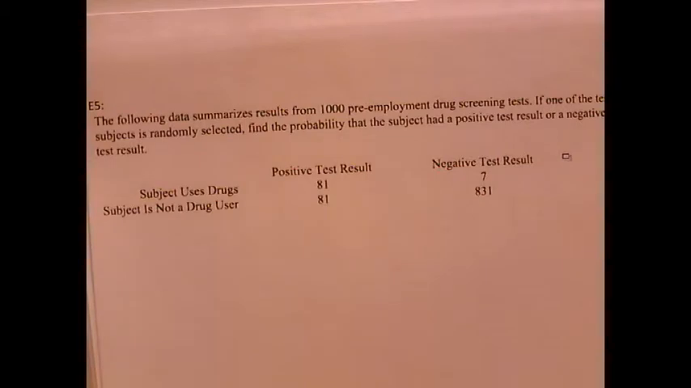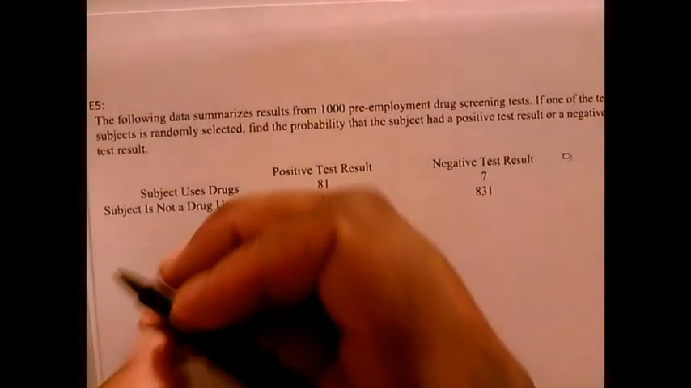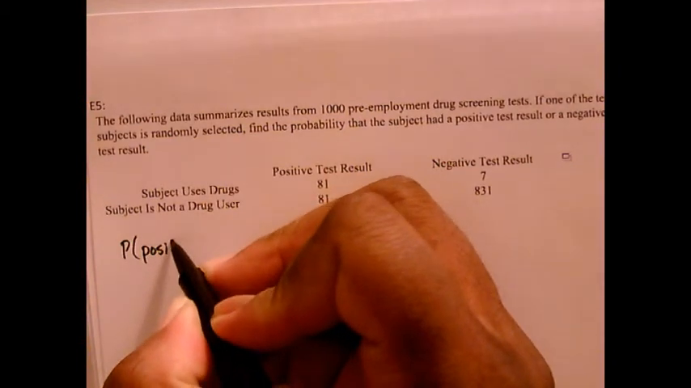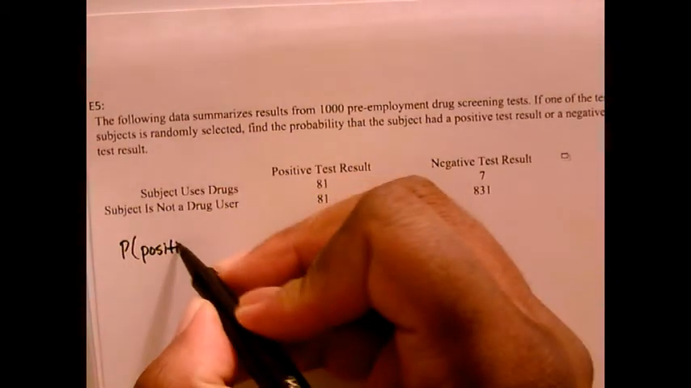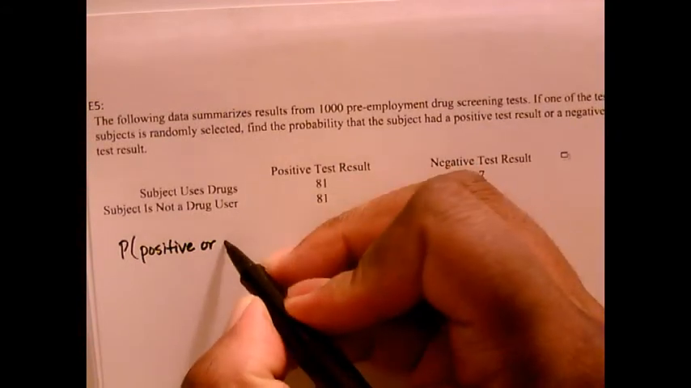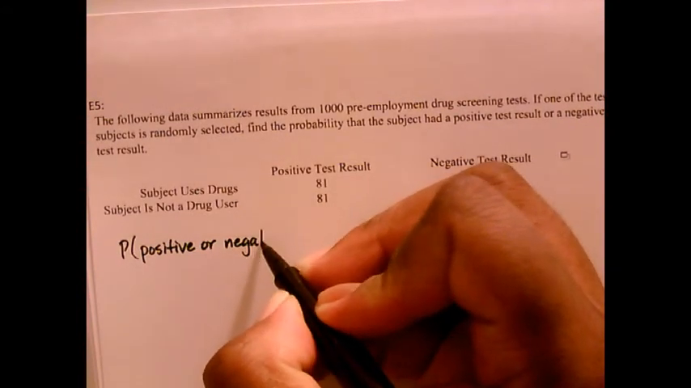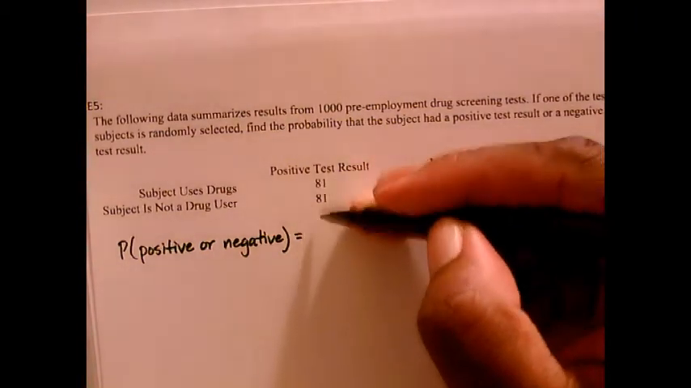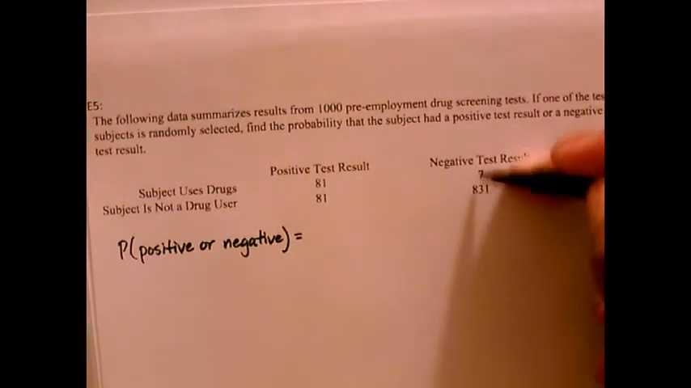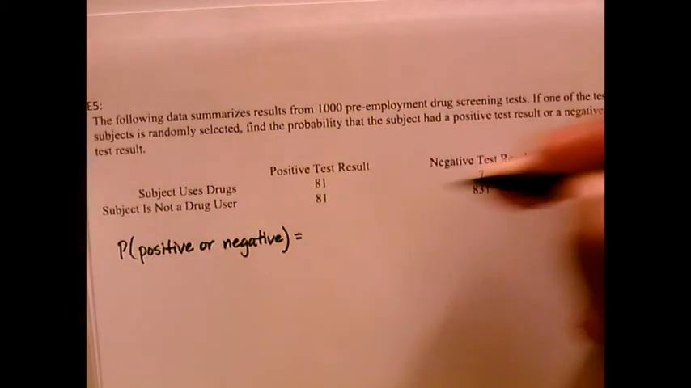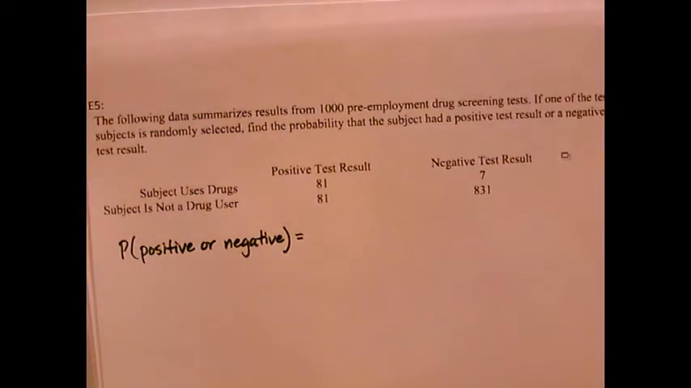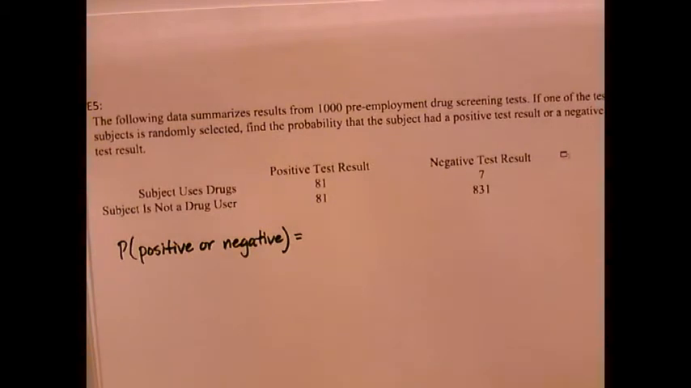Alright, so in this case we want to find the probability of someone with a positive test or a negative test. Now, here we have the positive test column and the negative test column. These two are mutually exclusive because it's impossible for you to have a positive and a negative test result.